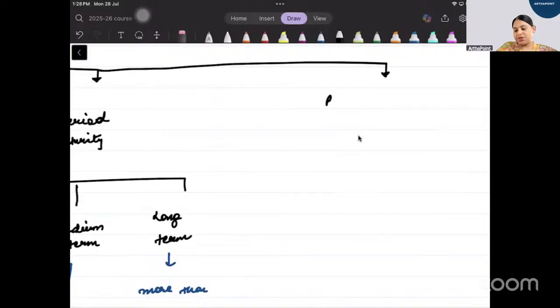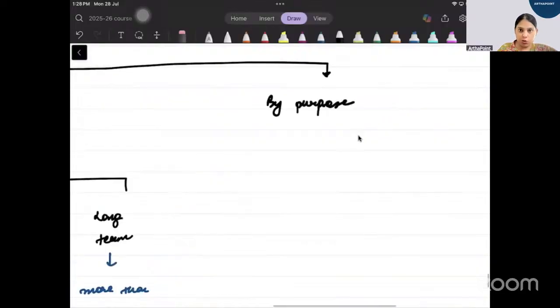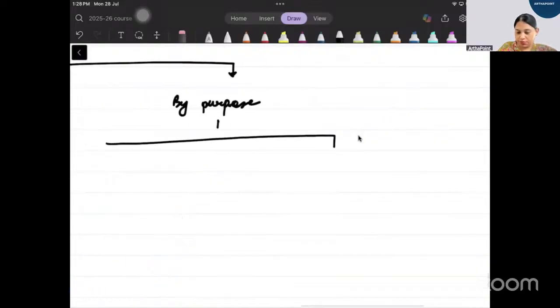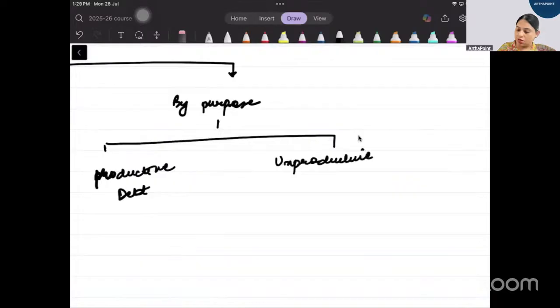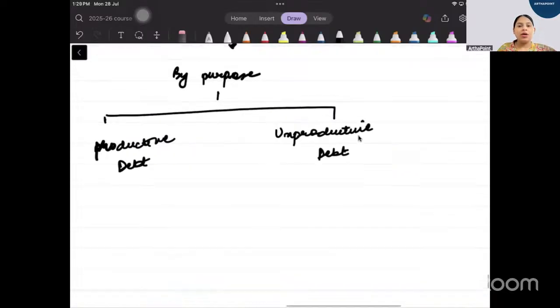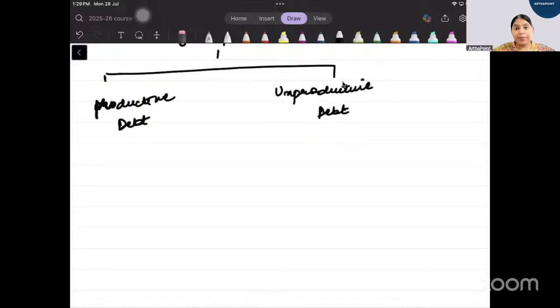the purpose, by purpose. By purpose, there are two again. One is productive debt and one is unproductive debt. Productive debt means, as the word suggests, something which is used for productive purpose, right? For example, if I have taken a debt which I will use for education, making a hospital, making a flyover, right? That is productive debt.